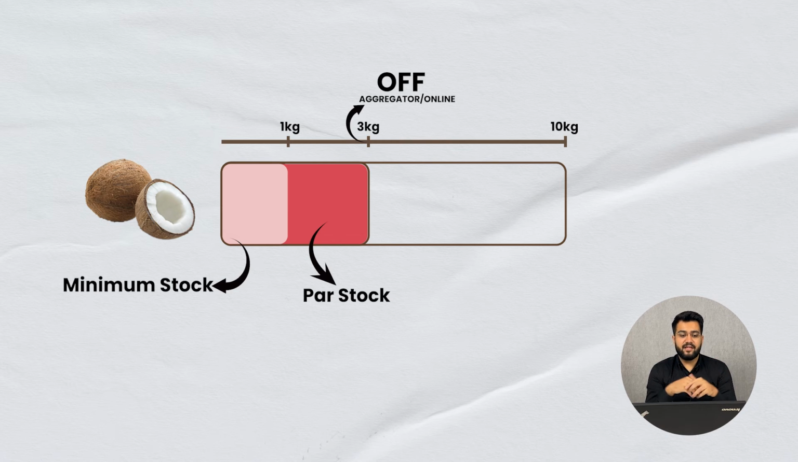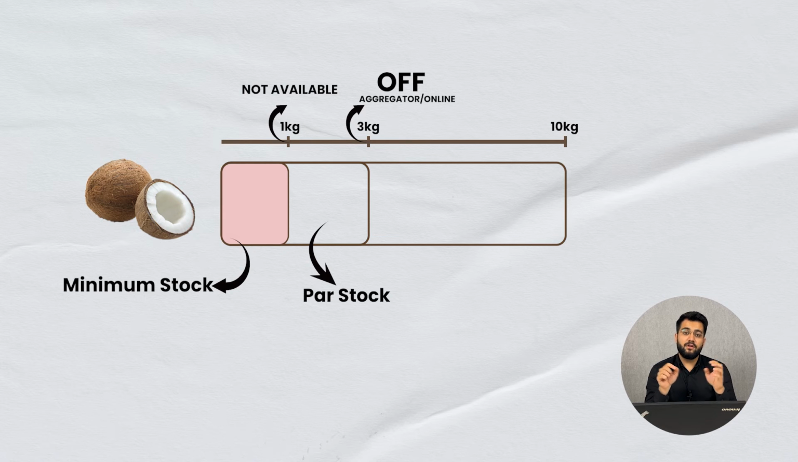Then comes the second step of minimum stock. For a business which is operating both offline and online, offline customers can still punch orders from the 3 kg mark until it hits the 1 kg mark. So there's a buffer stock of 2 kg. And after the 1 kg mark is hit, which is our minimum stock level, the item will totally disappear from all the menus of the restaurant. This is one of the special features of Petpooja inventory.